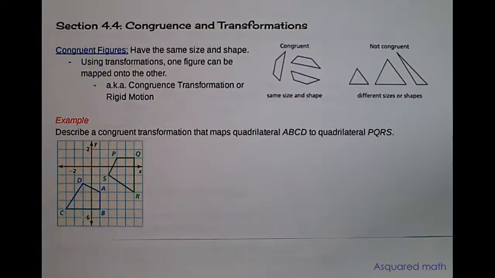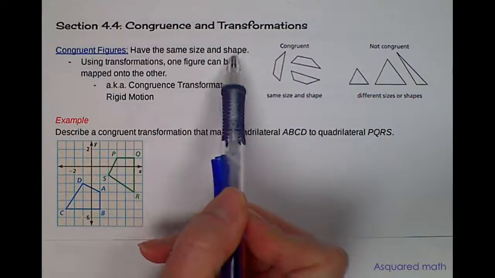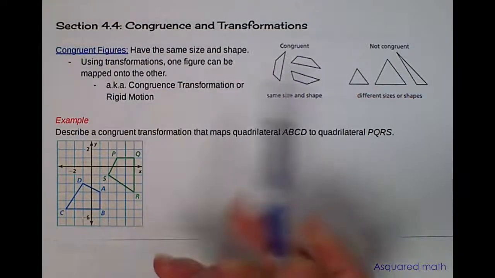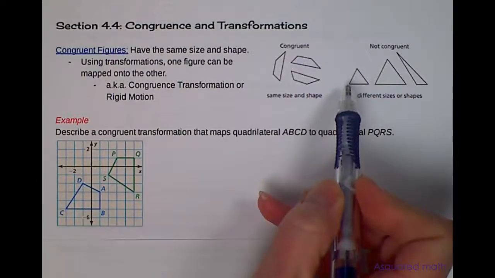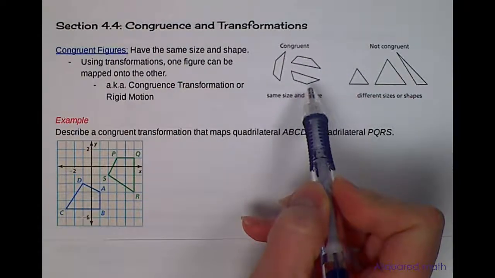Everyone, and welcome to the lesson on section 4.4, where we are going to talk about congruence and transformations. So the first thing we want to do here is define what congruent figures are. Congruent figures have the same size and shape. So everything about them is exactly the same, except they may be rotated or reflected.